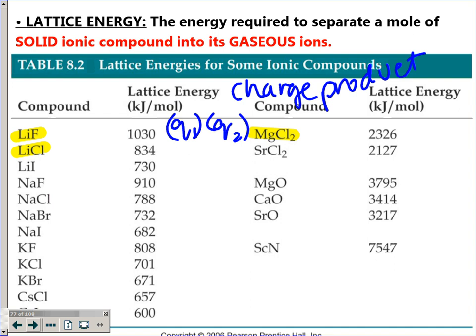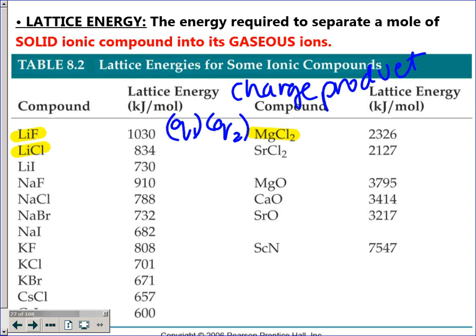All right, Margaret's table, what do you think? We talked about the charge product first, and so lithium chloride would be just one because it's 1 plus and 1 minus. So lithium chloride has a charge product of 1, and that's just absolute value. And then I looked at magnesium chloride, and it had the 2 plus and the 1 minus, so that would have a charge product of 2. And then how do you relate that back to lattice energy?